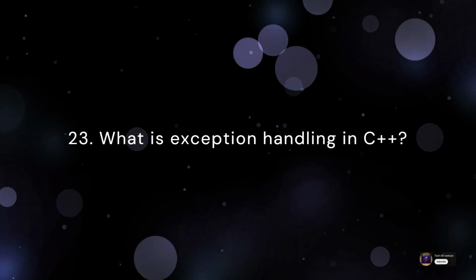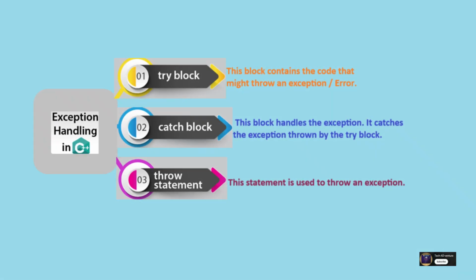23. What is exception handling in C++? Exception handling in C++ is a mechanism that allows a program to deal with unexpected situations, exceptions, that occur during runtime. It helps in managing errors and maintaining the normal flow of the program.